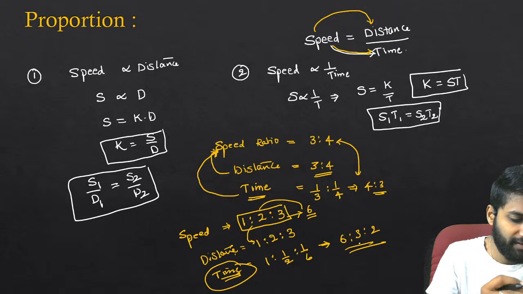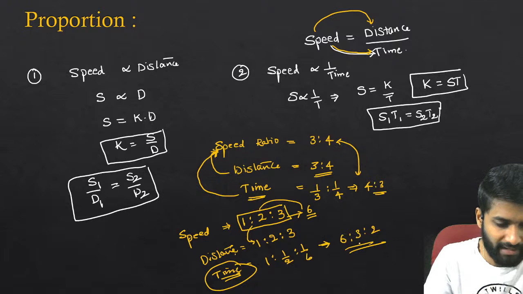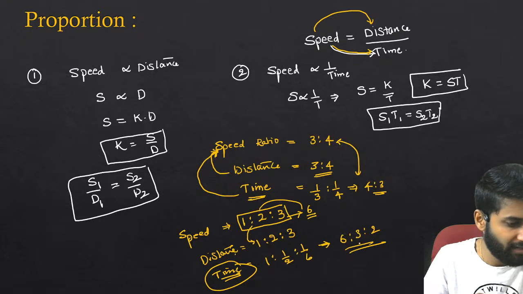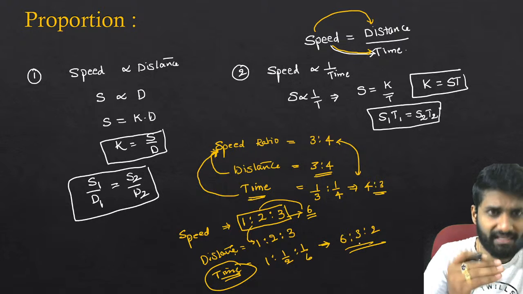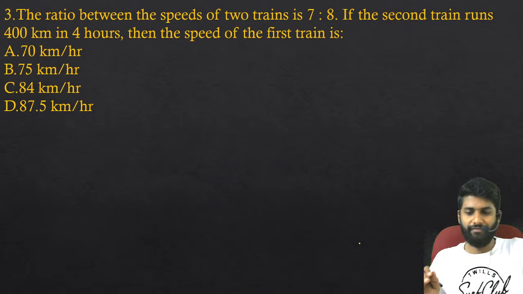So first part we completed, the conversion. Kilometer per hour to meter per second is 5 by 18. Meter per second to kilometer per hour is 18 by 5. The second part, if you observe the entire formula, speed and distance is directly proportional. Speed and time is inversely proportional. Let's see the questions. What are the different questions?